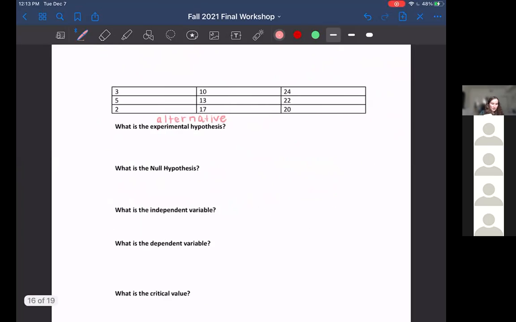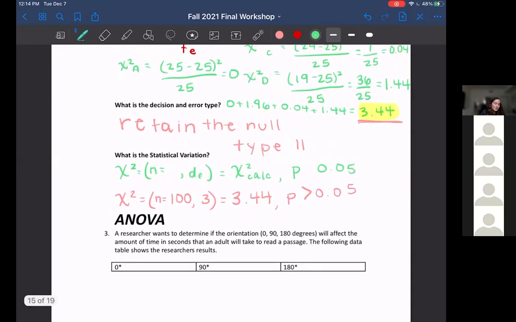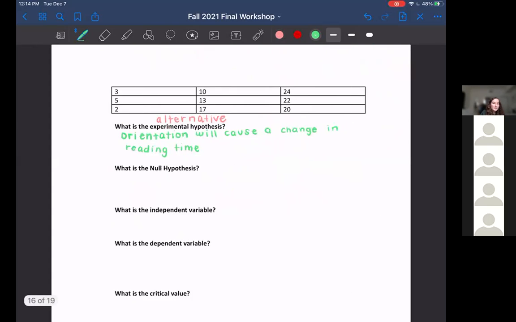So orientation will cause a change in reading time. Does anyone want to explain why it's that rather than will cause a positive change or a negative change, or increase or decrease? No? Oh, sorry, Emily, because it didn't specify what kind of change. Yes, exactly. So if it had said a researcher wants to determine if the orientation will increase the amount of time in seconds it takes, then it would be increase. Yes, okay, good. So then let's do the null hypothesis.